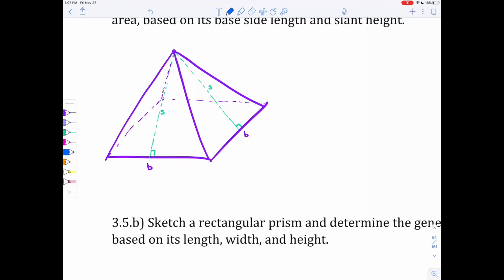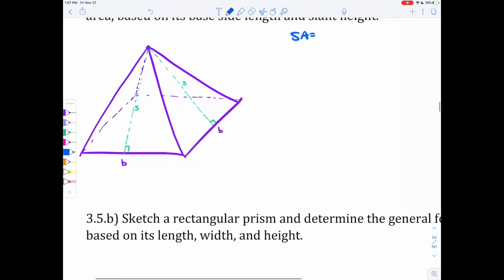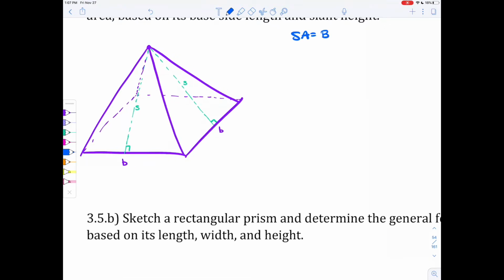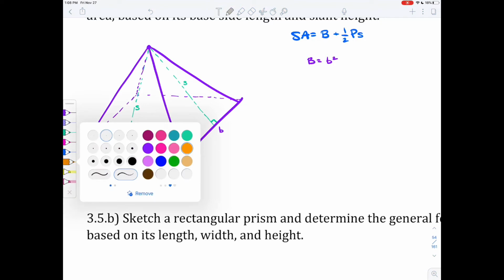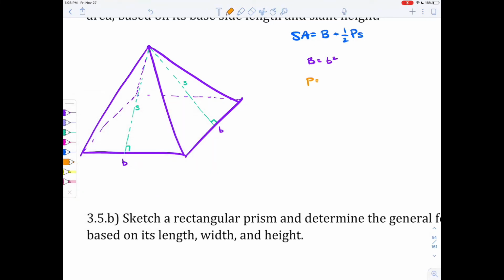According to what we had on that formula sheet, the surface area of this is equal to the area of the base plus half times the perimeter times the slant height. And if we apply that to a figure like this, we could say that the area of the base is just a square here. So it's just B squared. And the perimeter in this case is the perimeter of a square. So we've got B plus B plus B plus B. So the perimeter is 4B.